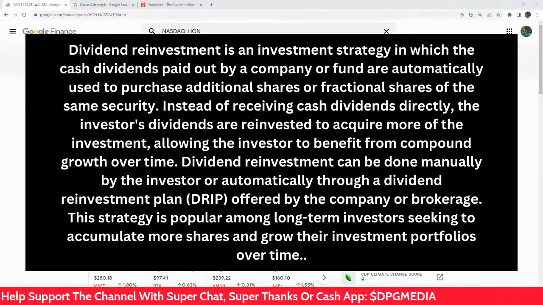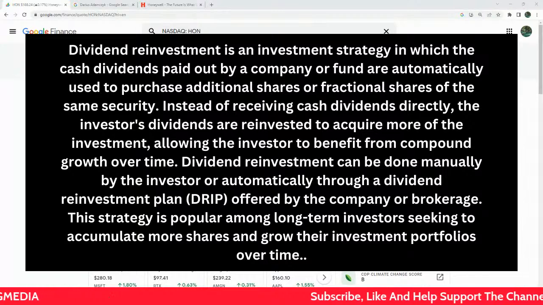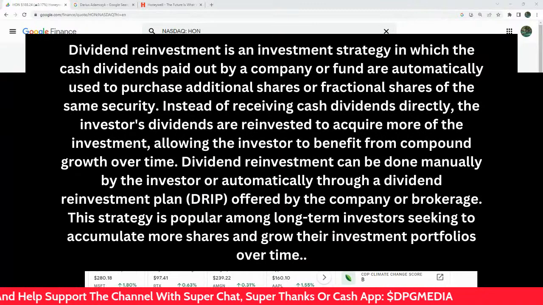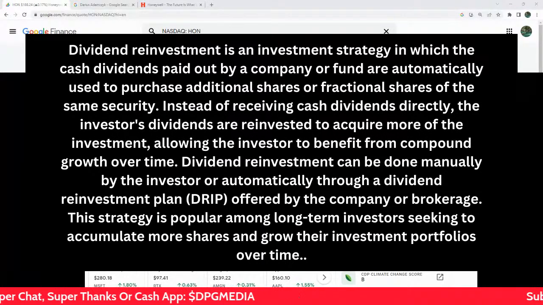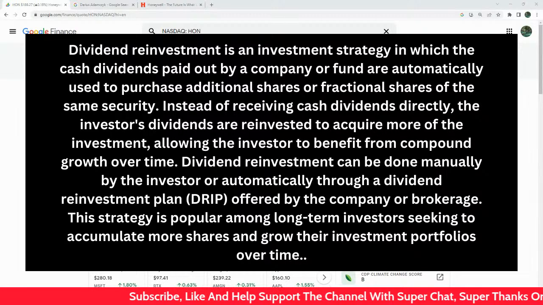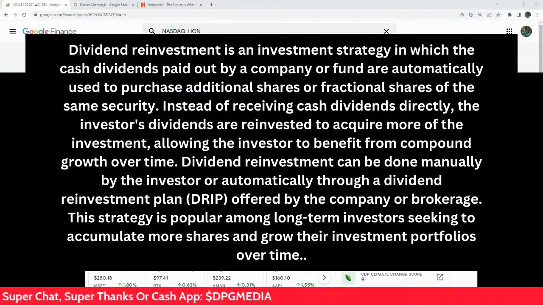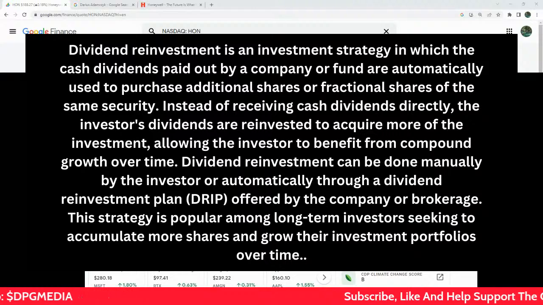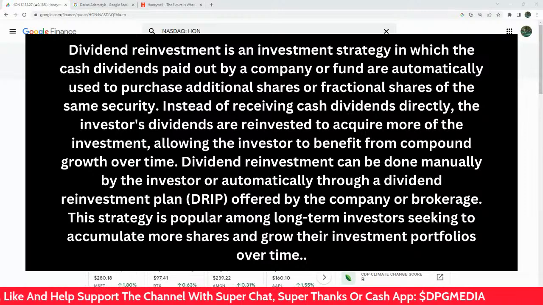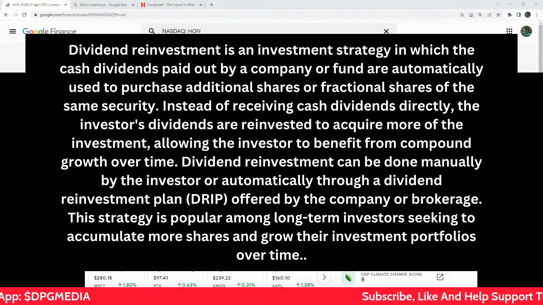The next up, dividend reinvestment. Now, you'll hear me say this one a lot. Dividend reinvestment is an investment strategy in which the cash dividends paid out by a company or fund are automatically used to purchase additional shares or fractional shares of the same security. Instead of receiving a cash dividend directly, the investor's dividends are reinvested to acquire more of the investment, allowing the investor to benefit from compound growth. Now, compound growth is the snowball effect that I keep telling you guys about. So I'm always mentioning dividend reinvestment, and that causes compound growth, but you might hear me say the snowball effect.